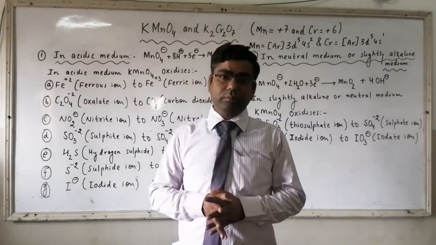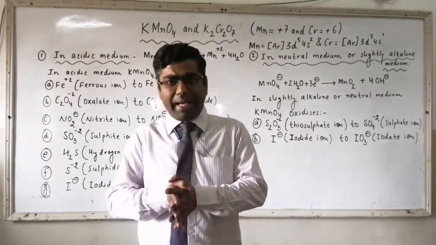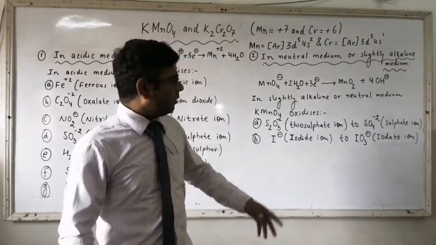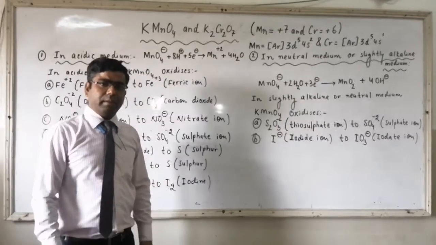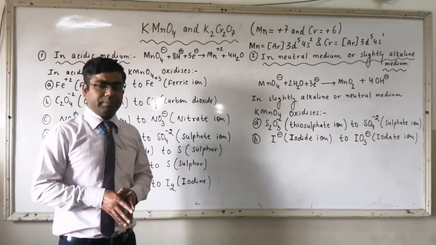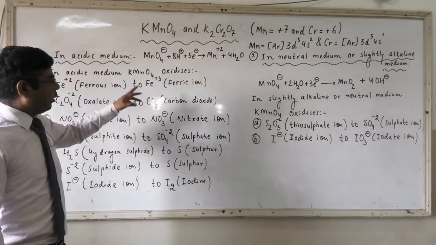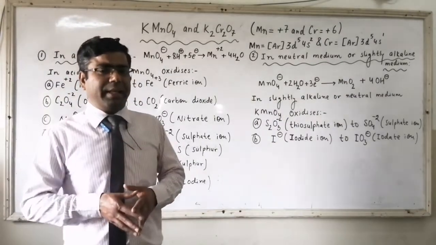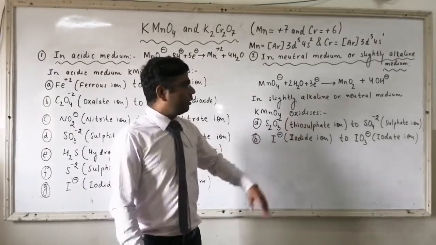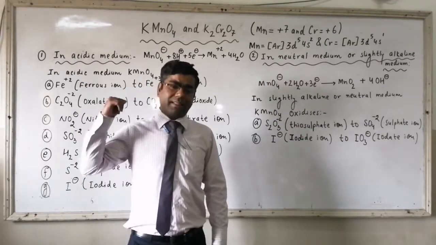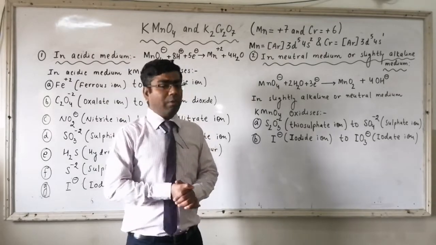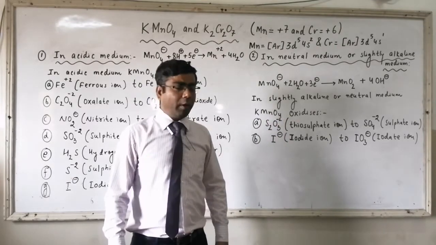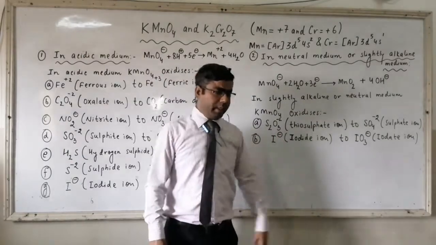If we compare the reduction of KMnO4 in acidic medium and slightly alkaline medium, then by observing the electron gaining tendency, we can very easily tell that KMnO4 is a better oxidizing agent in acidic medium compared with neutral medium or slightly alkaline medium, because in acidic medium it is gaining 5 electrons, while in neutral medium or slightly alkaline medium it is gaining only 3 electrons. Now what happens in slightly alkaline medium or neutral medium?